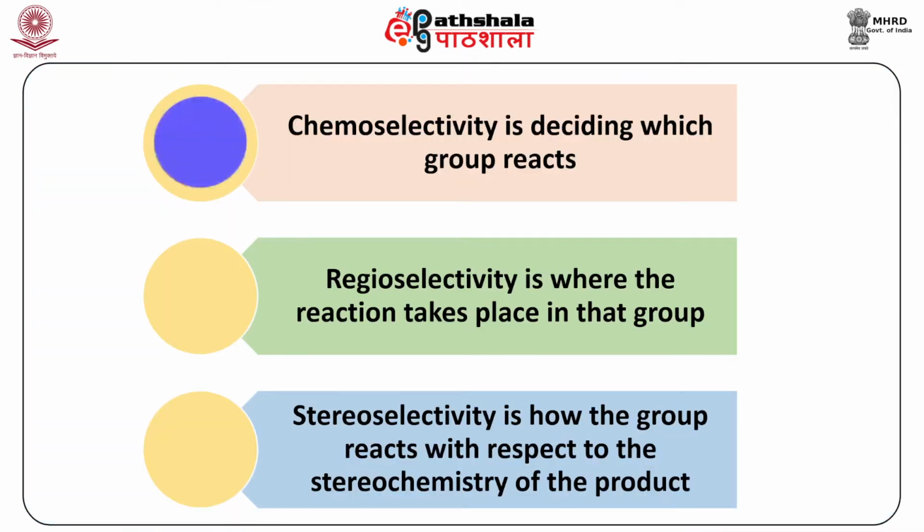Synthesis from simple starting materials with the predictable regioselectivity and stereochemistry requires the utility of retrosynthetic analysis. There are three types of selectivity possible for any synthesis. Firstly, chemoselectivity is deciding which group reacts. Regioselectivity is where the reaction takes place in that group. Finally, stereoselectivity is how the group reacts with respect to the stereochemistry of the product.